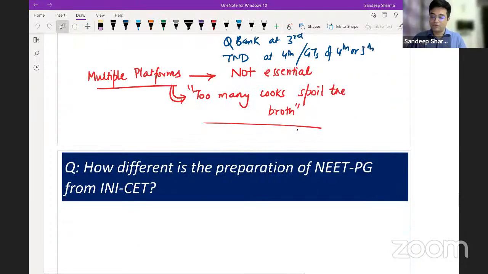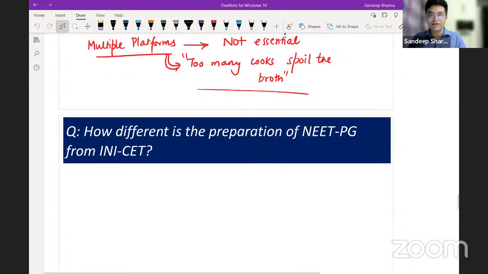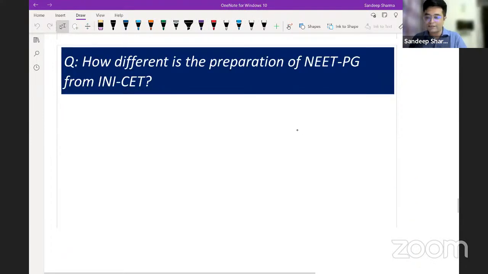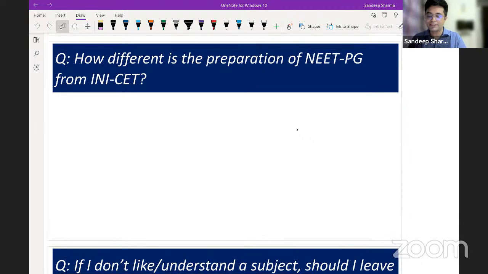Sir, moving forward, before NEET PG, you will have INI CET in November coming up. So students will now automatically ask, especially those who are eligible, how different is the preparation of NEET PG from INI CET?